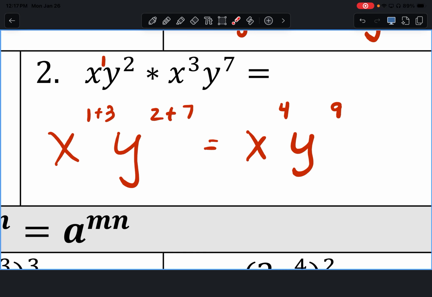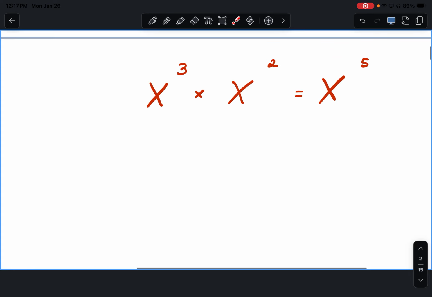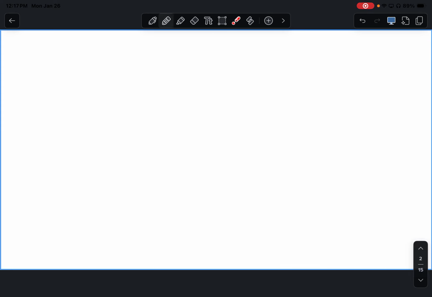All right, now we're going to look at raising a power to a power. Okay, so I want to talk about this part. So when it says raising a power to a power, or power of a power, what that means is we are taking something and we are raising it to another power, okay? If I was doing this, does anybody remember what I need to do with the exponents here? So 2 times 3 is 6.